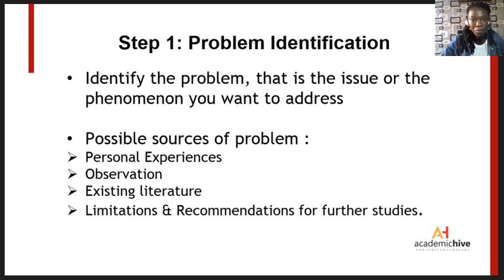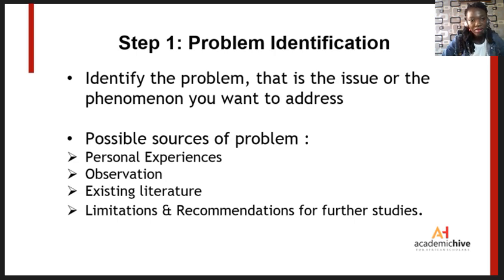Step 1, problem identification. For this step, you identify the problem. That's you try to get to know the issue or to understand the issue or the phenomenon you want to address. So possible sources of problems could be from your personal experiences or observations, what you've noticed around you, what you've experienced as a researcher. So it's similar to what we would like to call research or researcher's positionality.